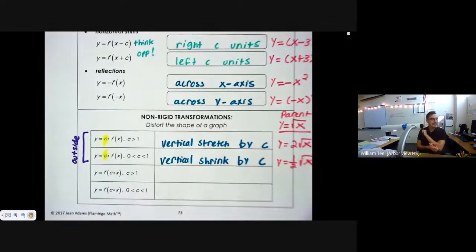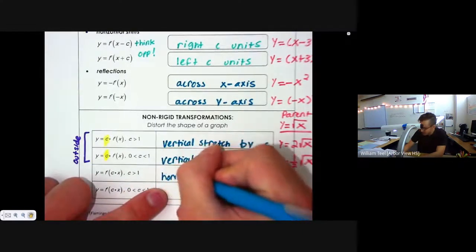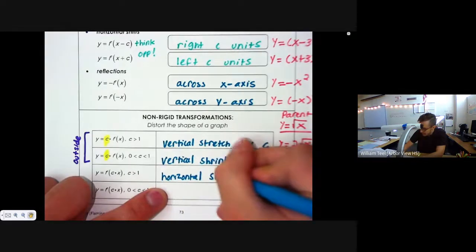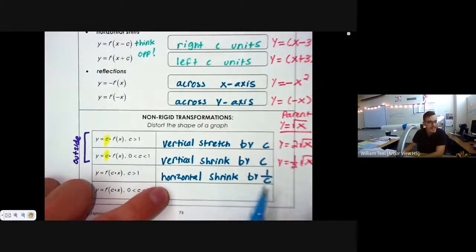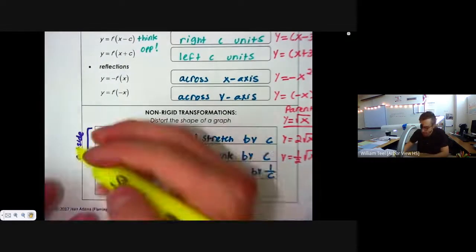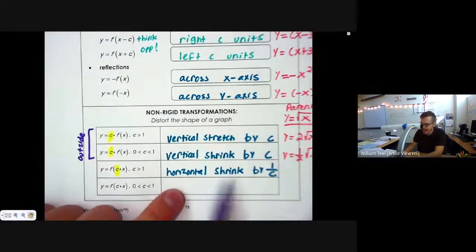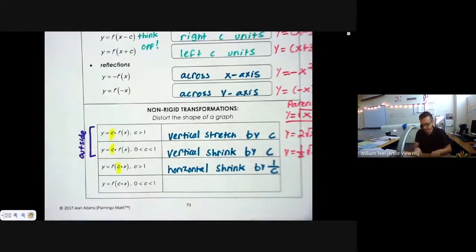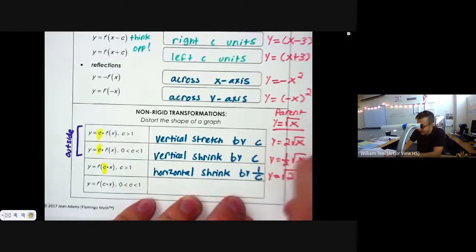All right. Last couple ones. So if we have y equals f of c times x, and c is greater than 1, instead of vertical, this is going to be a horizontal shrink by 1 over c. We didn't go over any examples of this today, but we will see examples of this later on. If our scale factor is inside the parentheses, that tells us that we are making a horizontal shrink by 1 over c if c is greater than 1. So for example, you might see y equals the square root of 2x.